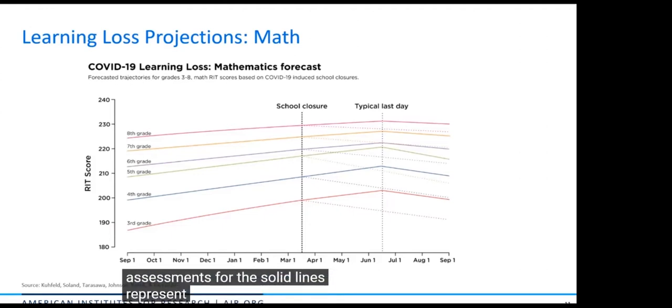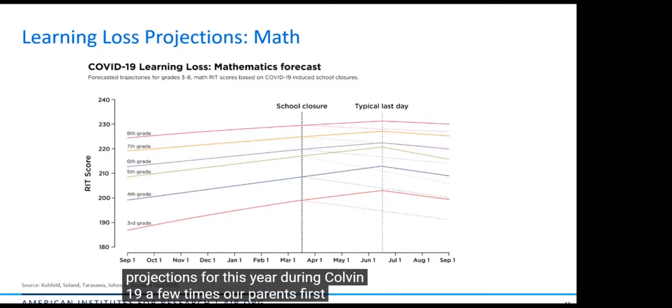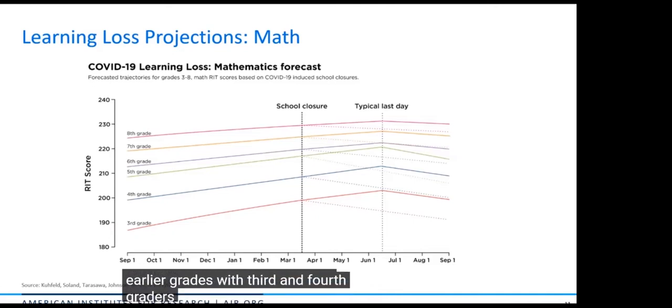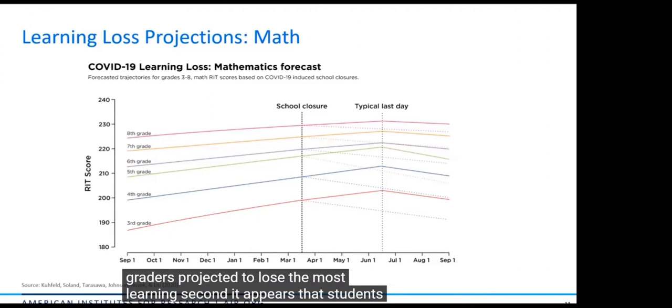The solid lines represent what should have happened in a regular year. For every grade level, student scores should have increased over the course of the year and then declined slightly during the summer months. The dashed line represents projections for this year during COVID-19. A few trends are apparent. First, declines are most severe in the earlier grades, with 3rd and 4th graders projected to lose the most learning. Second, it appears that students are losing nearly a full grade level of learning as a result of COVID-19.